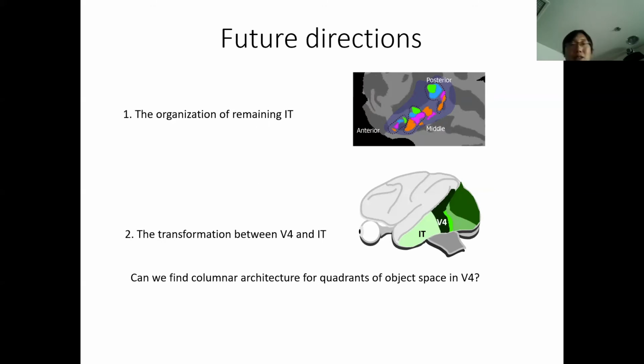Second, I want to take a step back to V4 and study information transformation between V4 and IT. I think V4 also contains a similar object map as IT. Hopefully with a better imaging technique, such as a 7T scanner, we might see the column structure architecture for quadrants of object space in V4.